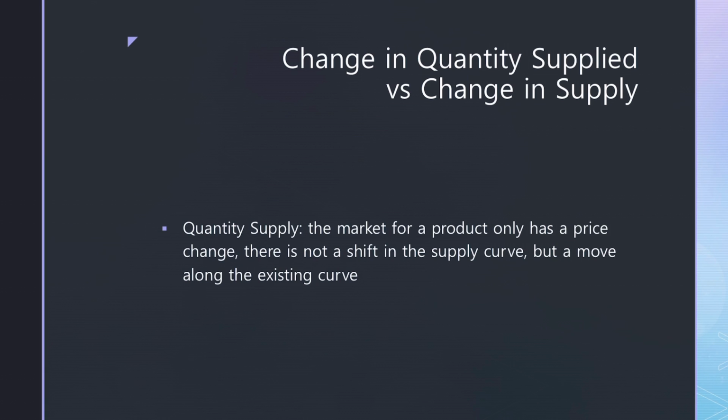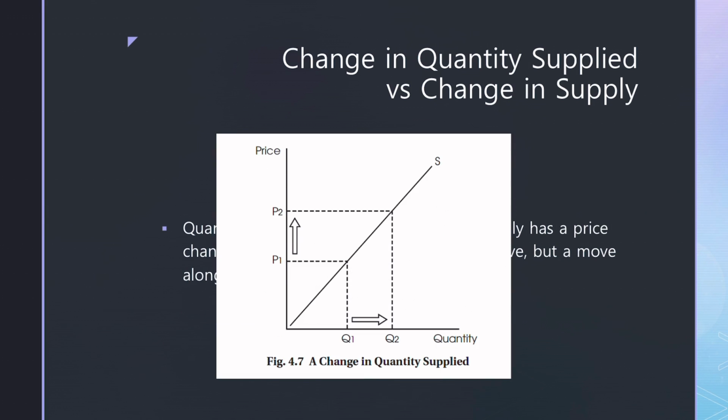Then what is the change in quantity supplied and change in supply? So if you look here, change in quantity supplied means the market for a product only has a price change. There is no shift in the supply curve, but a move along the existing curve like we did before with the change in quantity demanded. So if you look here, this is the supply curve, it's applied to the sky, it points upward. And we have Q1, P1, and Q2, P2. So if you look at the movement here, there is no shifting in the graphs, but there's only a point movement.